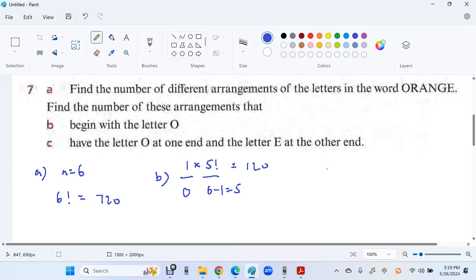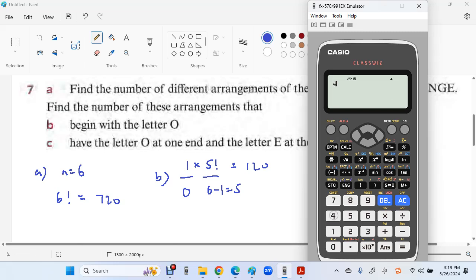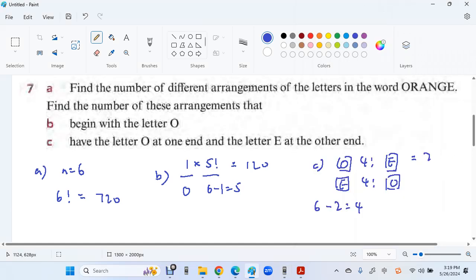Okay, A, O at one end, E at the other end. So we have the O, E, or the E, O. Then out of 6 we use 2, we have 4 left, so 4 factorial. So 4 factorial is actually 24. So 24 plus 24, so it is 48.